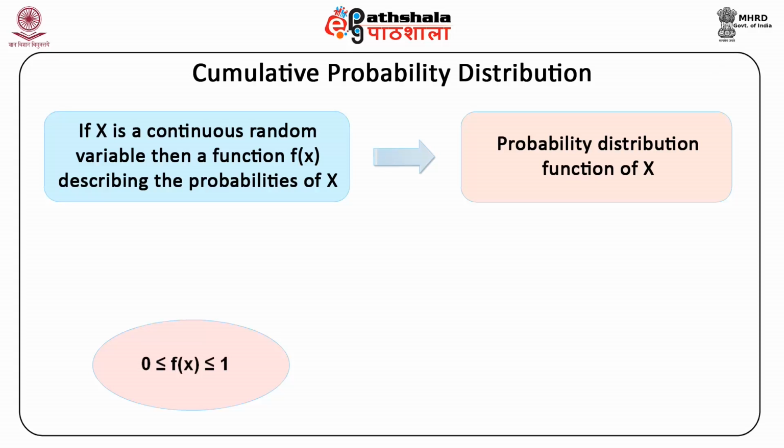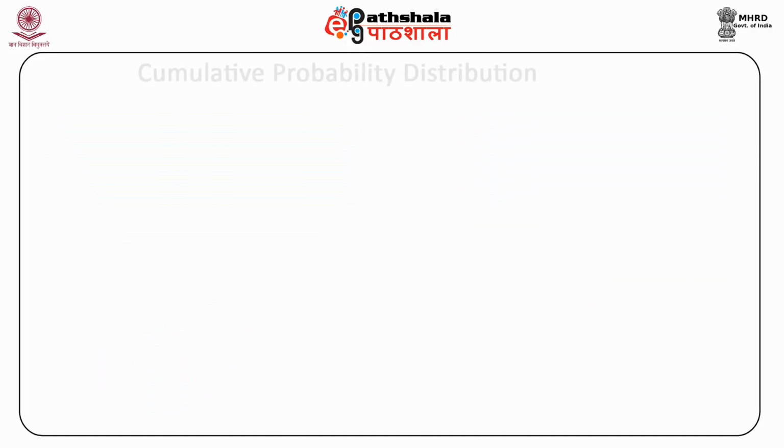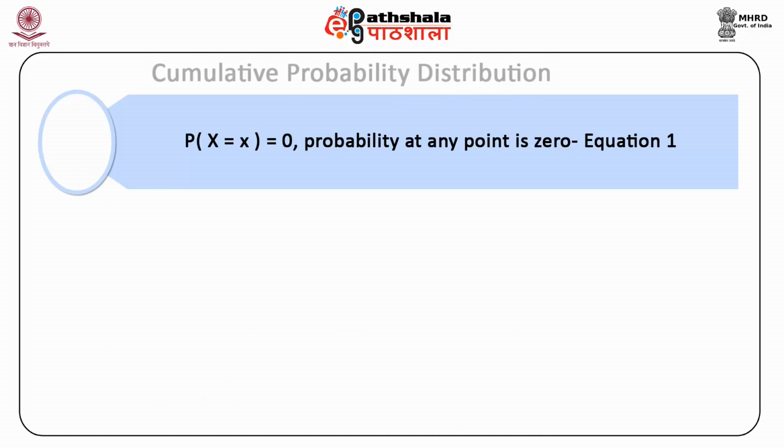The following are the properties of the probability density function of x. A. 0 is less than or equal to f of x is less than or equal to 1. Sum of all the probabilities from minus infinity to plus infinity is 1. That is, integral from minus infinity to plus infinity of f of x dx is equal to 1. Also, P of X equal to x is equal to 0. That is, the probability at any point is 0.